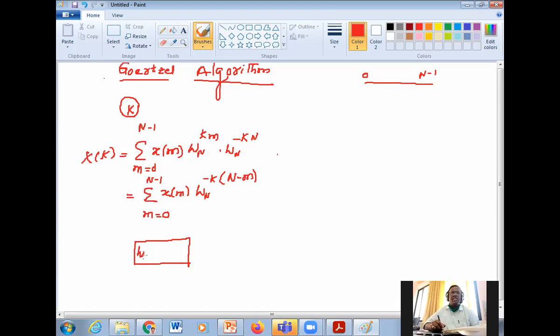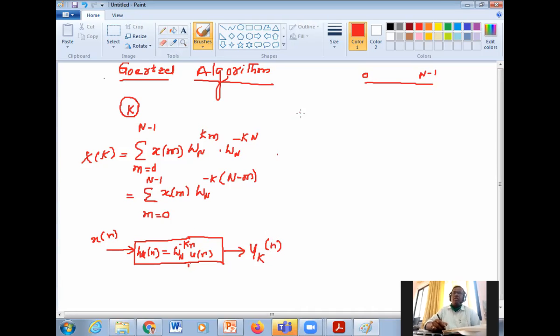It is like hk of n equals to, let me write it here, hk of n equals to wn to the power minus kn into u of n. This is what we are calling the unit sample response. So if we have an input x of n, then its output we can call yk of n.